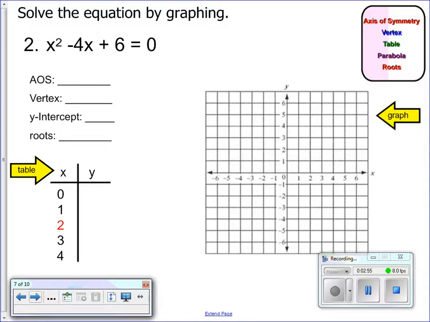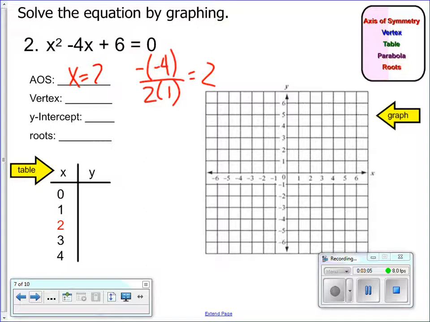Next one, again, I have to find the axis of symmetry, so negative negative 4 over 2 times 1, and that equals 2, so my axis of symmetry is 2. I plug in 2 squared minus 4 times 2 plus 6, so that gets my vertex of 2, 2. If I plug in 0 for the y-intercept, 0 minus 4 times 0 plus 6, my intercept is 0, 6. To find the roots, I have to graph it. So 2, 2 is my vertex.